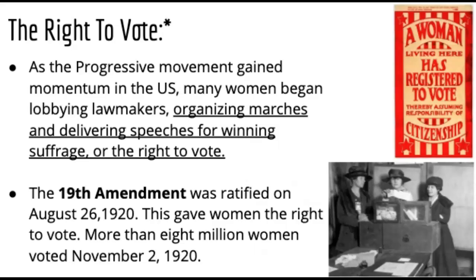So all of this, and all that effort, and all that pushing, and all that hardship, and torture, and physical violence upon women, granting them the 19th Amendment, which was ratified August 26, 1920, and it gave women the right to vote. More than 8 million women vote on the first chance that they can get, on November 2nd, 1920. 8 million.